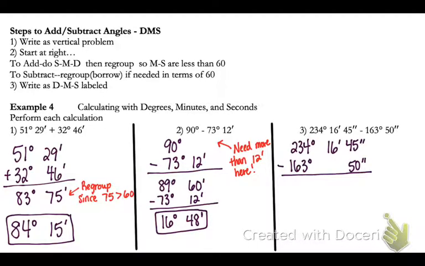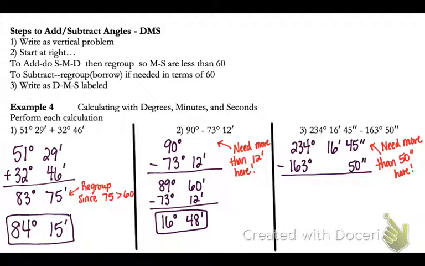Problem number 3, we're going to go ahead and set that up vertically. This time be careful because our second value doesn't have any minutes, it only has seconds on it, so I kind of left a space there where the minutes would go. We've come across the problem again where we can't do 45 minus 50 in this situation. We need to have more seconds on top than there are on the bottom. So I'm going to regroup again, but this time I'm going to hop over and look at the minutes.